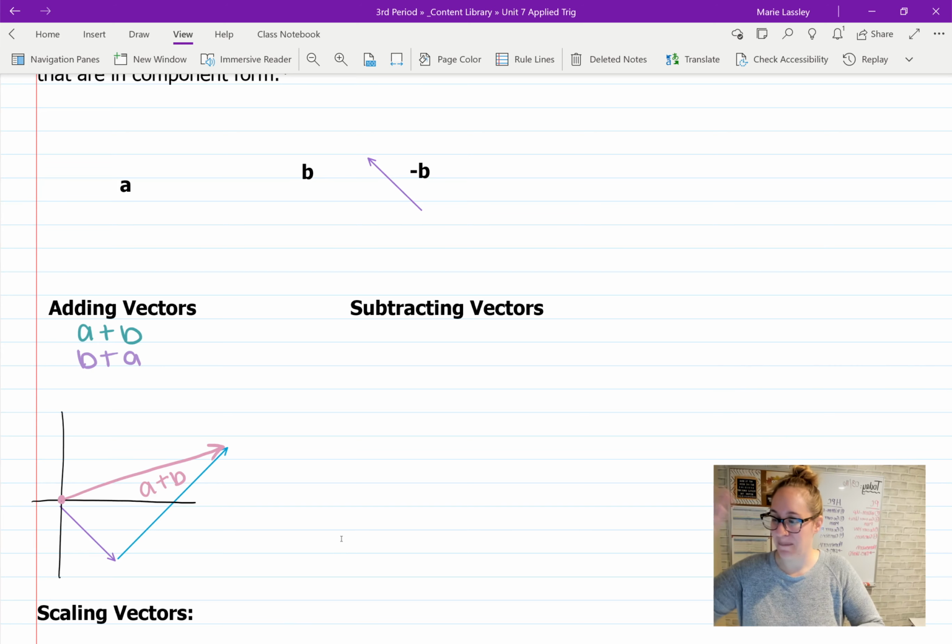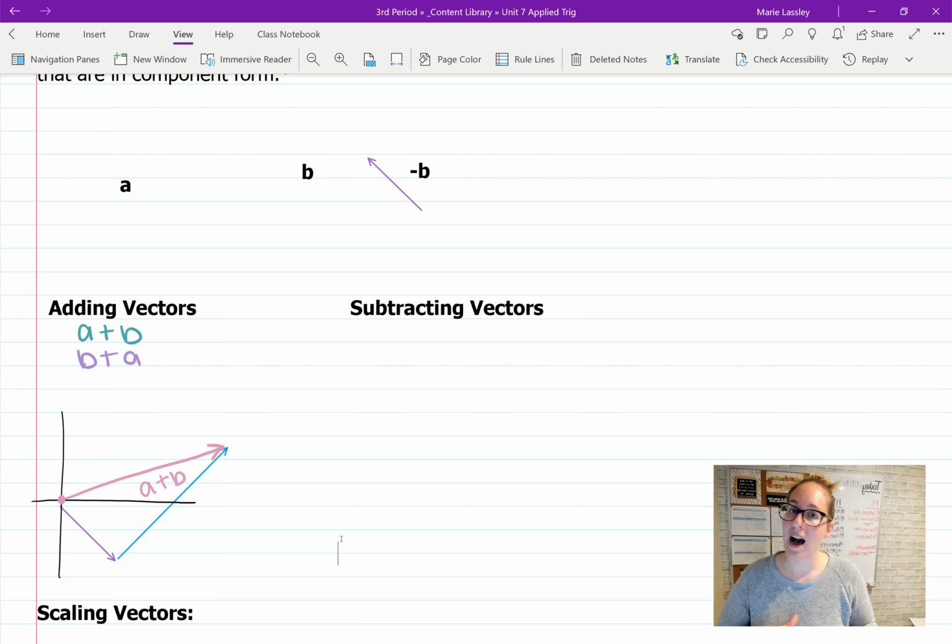Look, I put B first and then I stacked A on top of it, and it's the exact same A plus B. I did not move A plus B. A plus B stayed in the exact same spot. All I did was switch the order and do B first and then A. And as you see, you get the exact same A plus B vector, which I think is kind of cool.